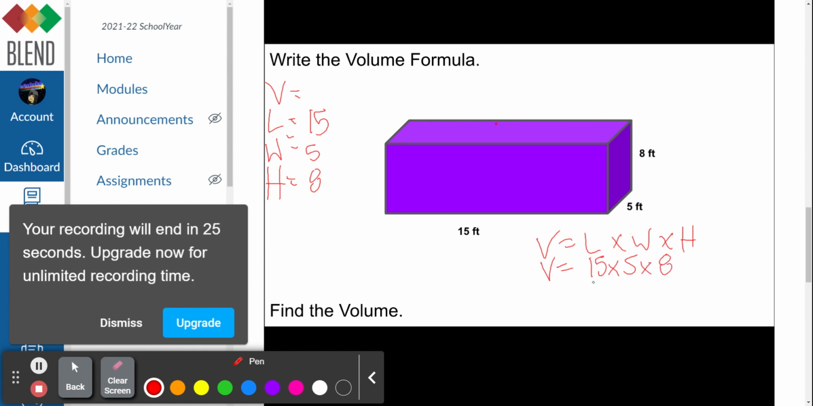So 15 times 5, 10 times 5 is 50, 5 times 5 is 25. So that should be 50 plus 25, which is 75, times 8. So 75 times 8, 8 times 5 is 40. Carry the 4, 8 times 7 is 56 plus 4 is 60. So our volume on this is 600 cubic feet. Good job.